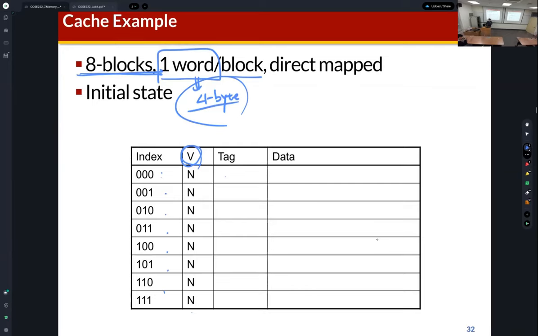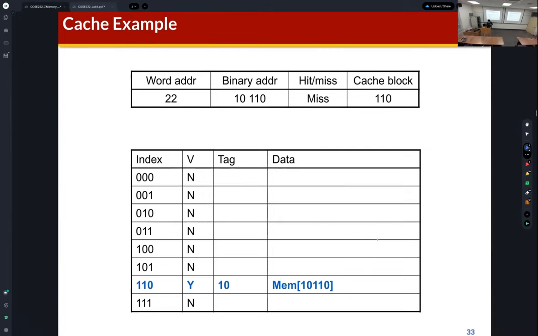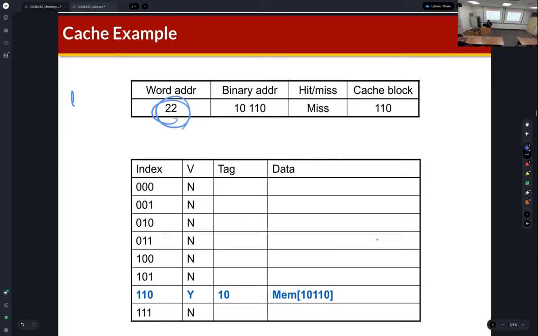So initially the cache doesn't have any data. And this is the word address, not the byte address. Let us assume that RISC-V executes the load word instruction, and this is the word address. If you translate this word address into a binary address, it is 10110.